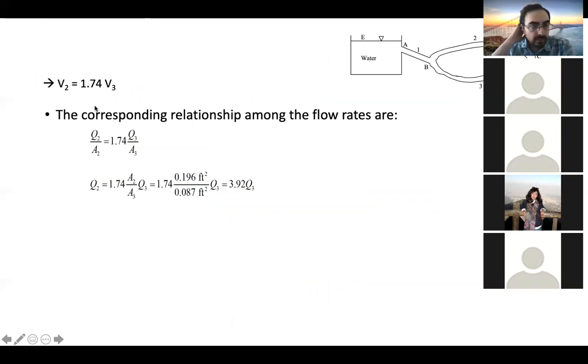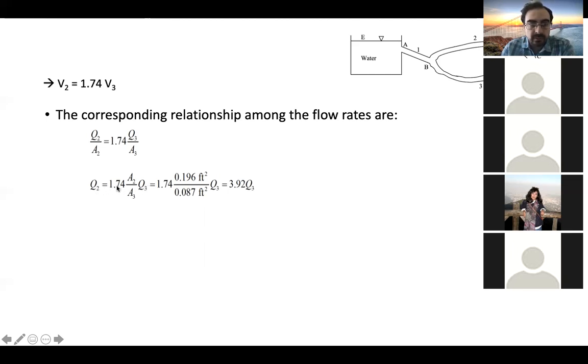And then we can write a corresponding relationship between the flow rates Q2 and Q3. Similarly, V2, as you know, we can write as Q2 over A2. So Q, the flow rate, is just V times A, right? So I can write it down as: Q2 over A2 equals 1.74 Q3 over A3. And so this gives me a relation between Q2 and Q3.